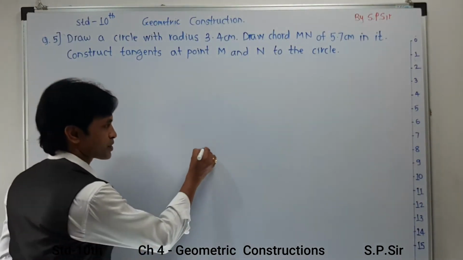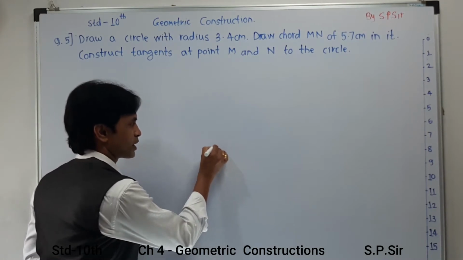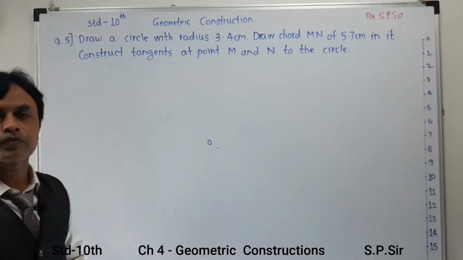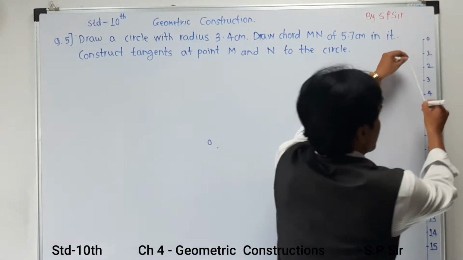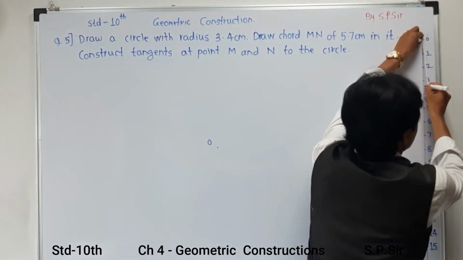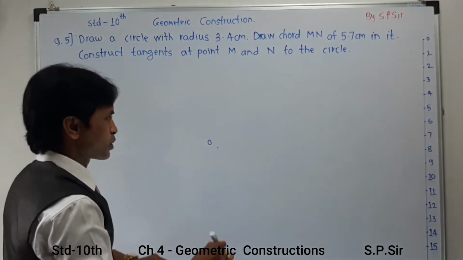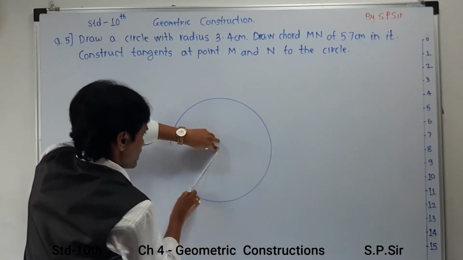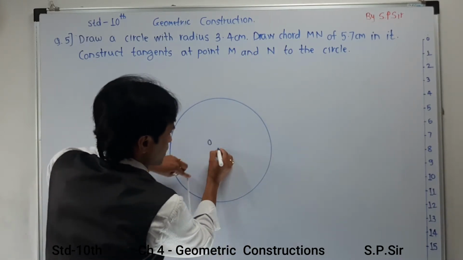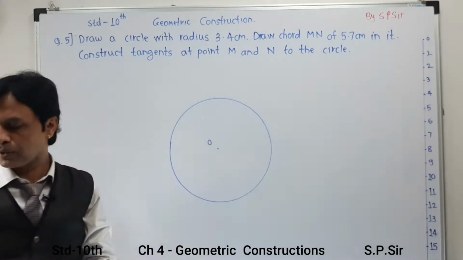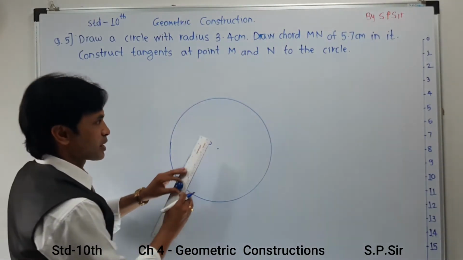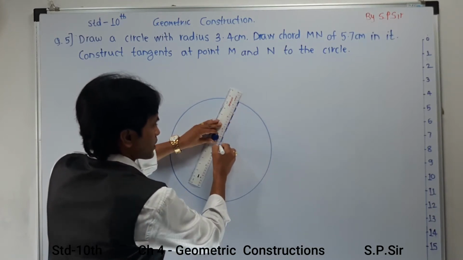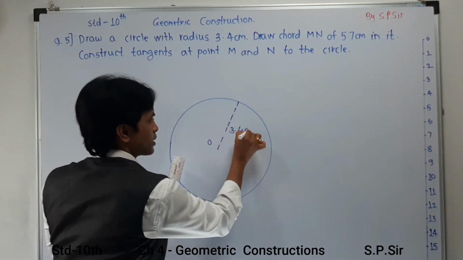Now in this case, first of all we have to identify a position for the center. Let us say I am going to give O as the center of the circle, and now we have to draw a radius of 3.4 centimeter. So I take a radius of 3.4 centimeter from my compass position and draw a circle of radius 3.4 centimeter. So here I have drawn one circle of radius 3.4 centimeter. This is my first step. Definitely my radius of the circle is 3.4 centimeter.